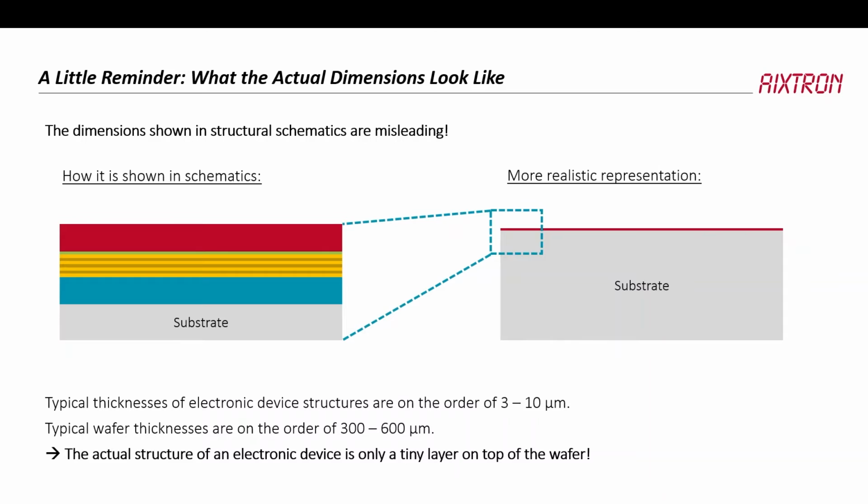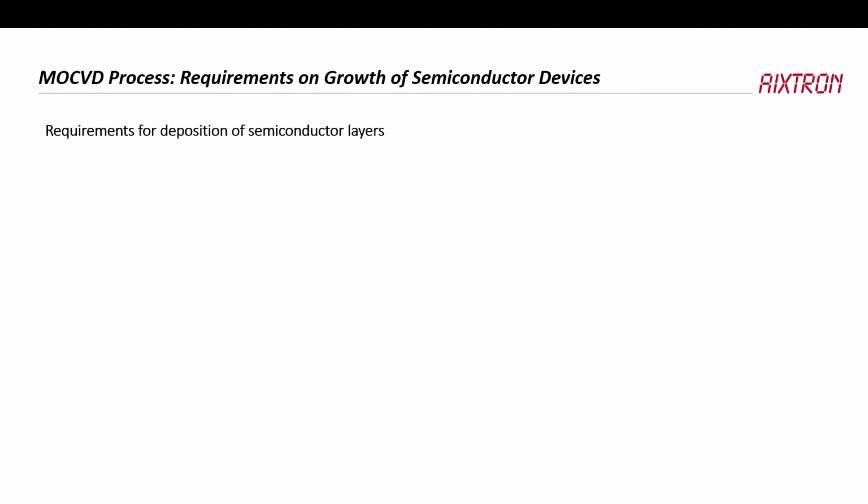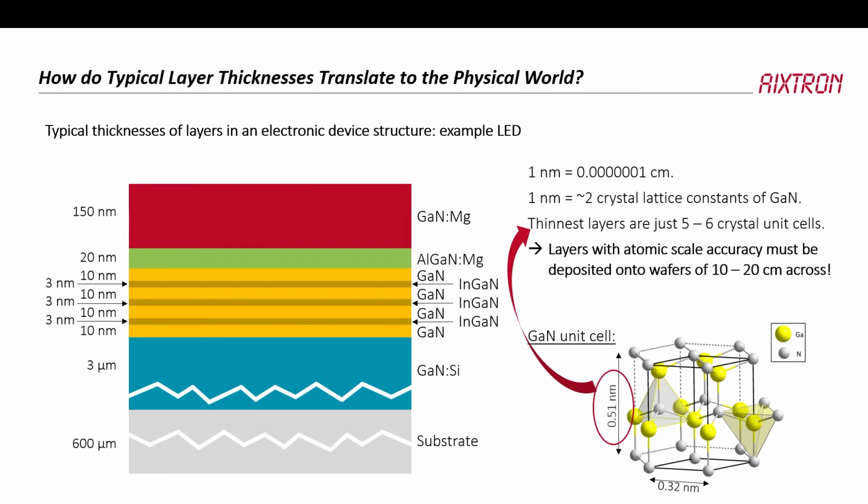Now, when you typically draw your diagrams of device structures, you can draw them like this, but this is obviously highly misleading because it looks more like this on a substrate. So in the end, the epi layer that you put on top of the substrate is extremely thin. The smallest layers, the thinnest layers, for instance, in a diode or a laser diode, are on the order of 3 nanometers. And if we look at, for instance, the gallium nitride unit cell, we're talking about 5 to 6 unit cells that we need to accurately deposit.